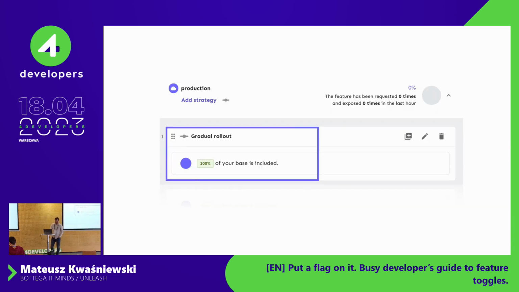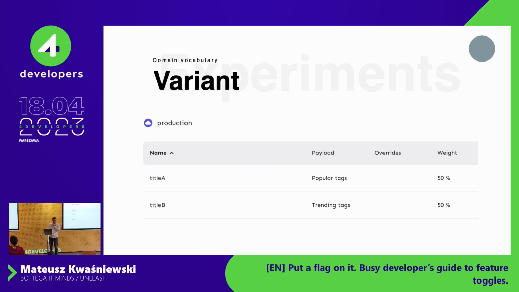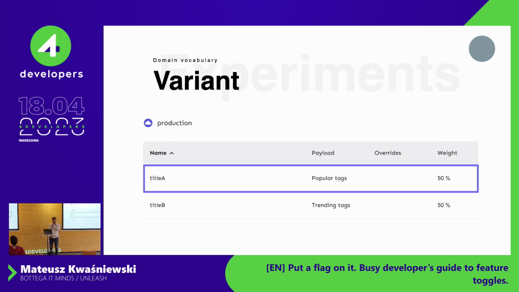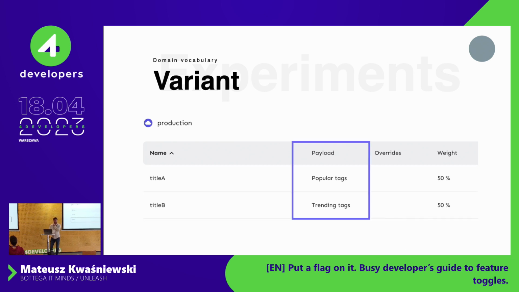So let's go back to our experiment. We want to run this experiment on 100% of our users. We don't want to exclude anyone. But now we also need a variant. Okay, a variant that tells us 50% of our users will see popular tags and 50% will see trending tags. So we're making this 50-50 split.